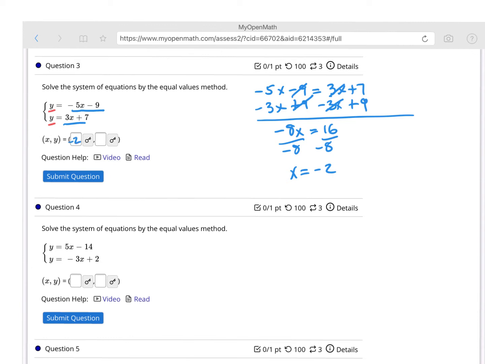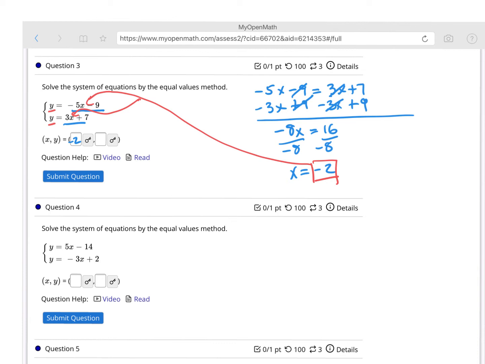Now in this particular problem, notice that it has the ordered pair already sitting out for you here, where it has a separate blank for x and a separate blank for y. So all you need to do is fill that in. There will be questions, however, later on where you're going to have to put in the entire ordered pair on your own. So now to find y, we only found x. To find y, I need to substitute negative 2 in place of x over here. It doesn't matter whether I use the top equation or the bottom equation.